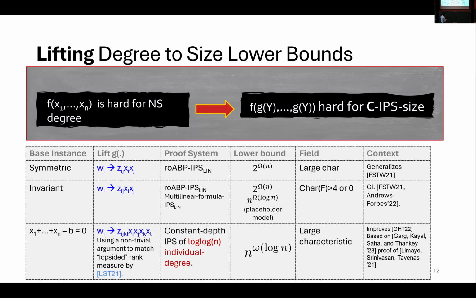Super polynomial, this improves my work with Iddo Tzameret and Thomas here. And it's based on, of course, all these based on this breakthrough by Limaye, Srinivasan, and Tavenas, the constant depth circuit lower bound for algebraic circuits. And this also exploits this new result by Garg, Amireddy, Kayal, Saha, Garg, and Ramya. Sorry, Amireddy should be here.